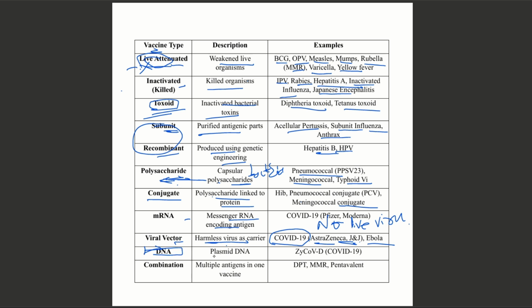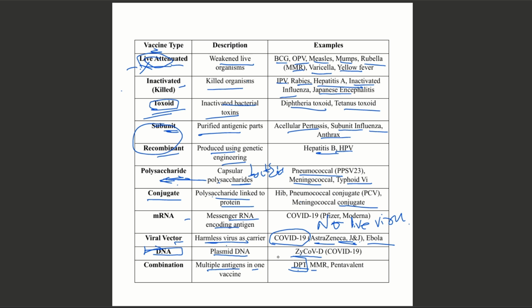These are made using plasmid DNA to stimulate the immune response. An example is ZyCoV-D, an Indian DNA-based COVID-19 vaccine. And next is combination vaccines, in which multiple antigens are used in one vaccine. Examples are DPT, MMR, that is mumps, measles, and rubella, diphtheria, typhoid, and pentavalent. So these are some types of vaccines.